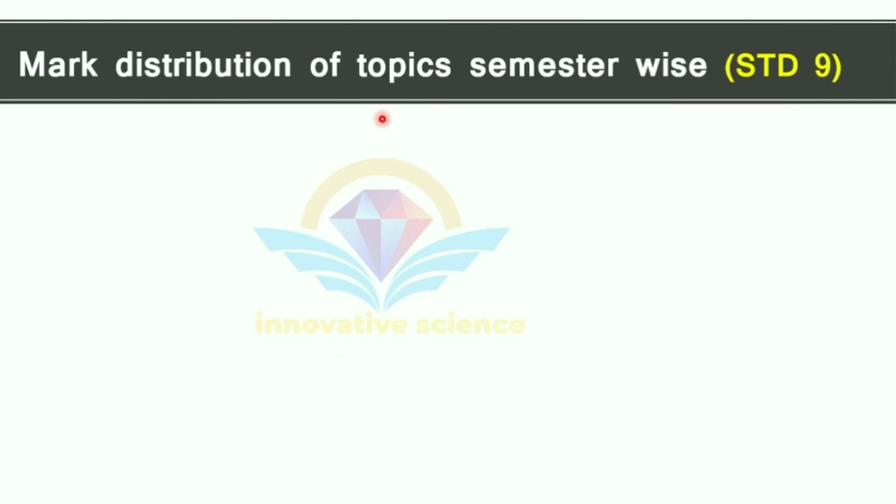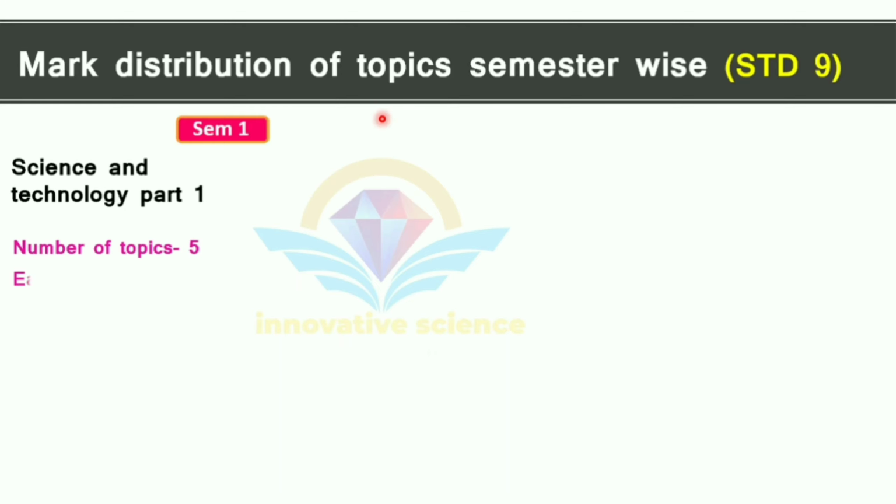Now let us see the mark distribution of class 9th. In first semester, there are 10 chapters. Out of these, the first 5 are included in Science and Technology part 1. First 5 topics are included for Science 1 and each topic carries 8 marks. Therefore, total marks 5 into 8 is equal to 40 marks for paper first.